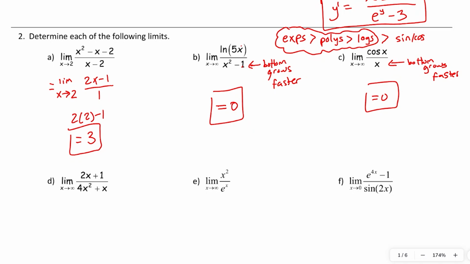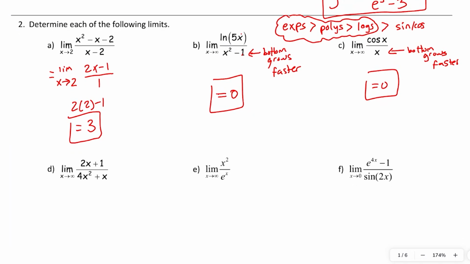D is another infinite limit. Notice that the denominator is growing faster again because we have that exponent of 2. So the degree on the bottom is bigger. So we do have a horizontal asymptote at y equals 0. The bottom is growing faster again. So this is just going to equal 0. For E, same kind of deal here. We're going to infinity, so we're going to check what's growing faster. Exponentials grow faster than polynomials. So kind of getting annoying here, but yeah, the bottom's growing faster. So this is going to equal 0.